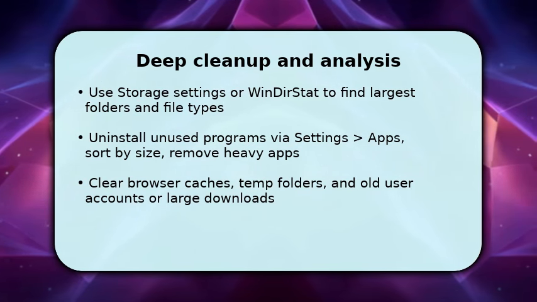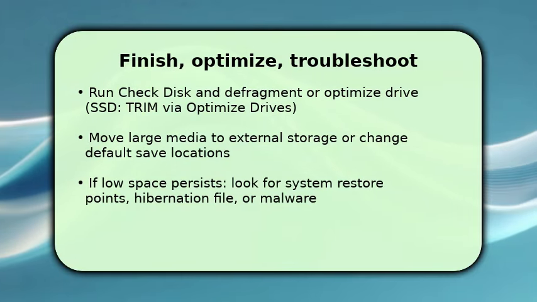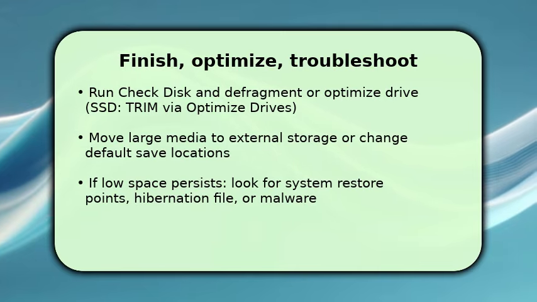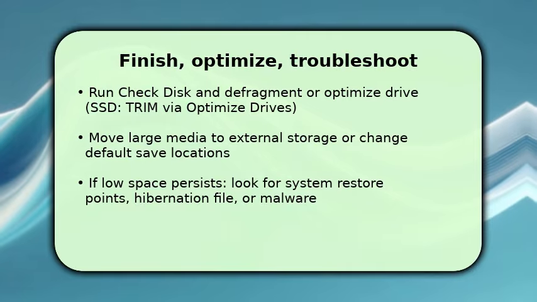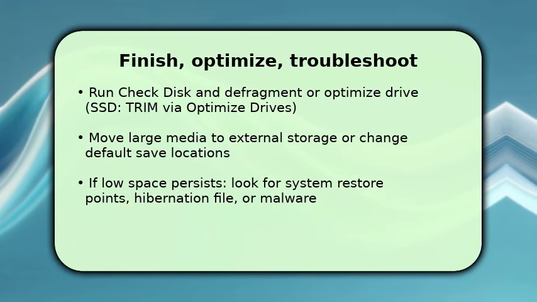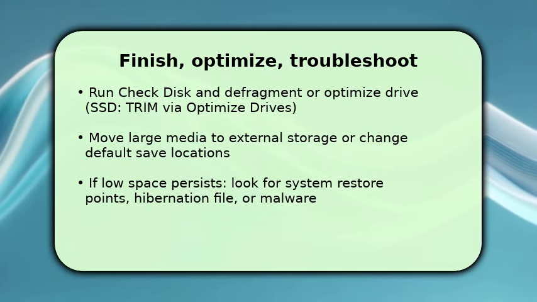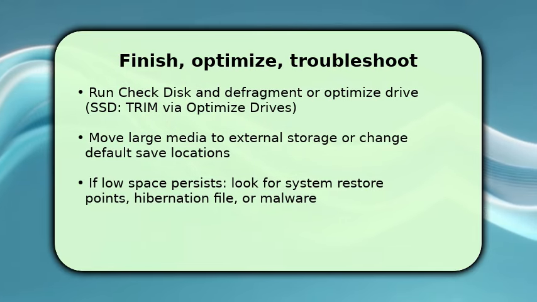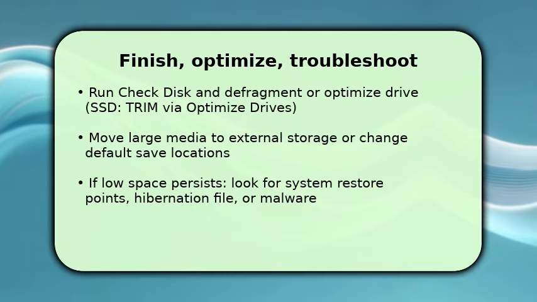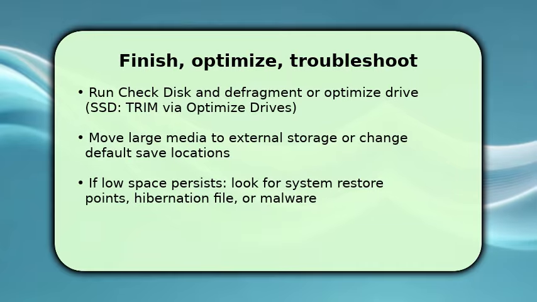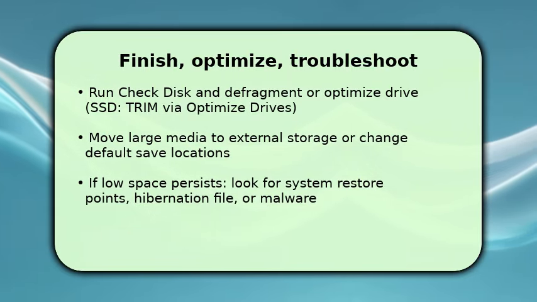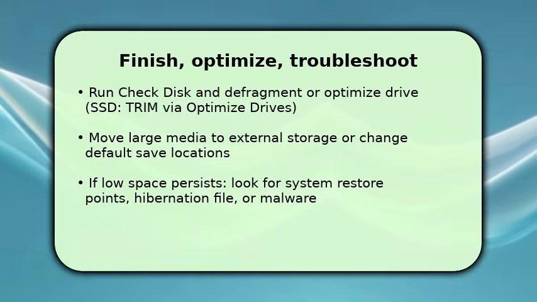To finish, run check disk to repair file system issues and then optimize the drive. Defragment for HDDs or run trim via optimized drives for SSDs to restore performance. Move big media files to external storage or adjust default save locations to preserve space. If you still lack space, inspect restore points, disable hibernation to remove hiberfil, and scan for malware that creates junk files. If removal causes problems, use your restore point.